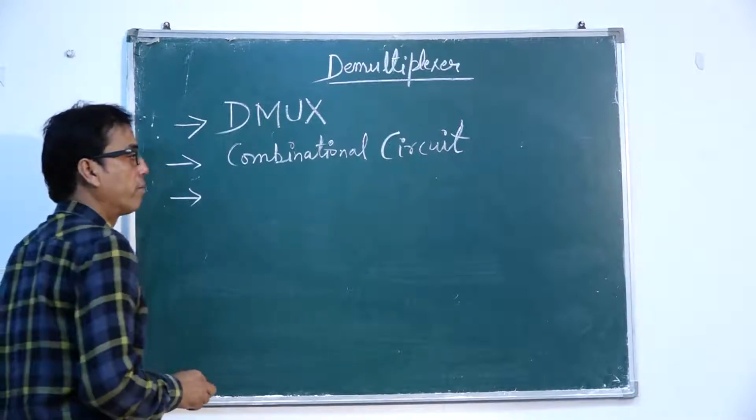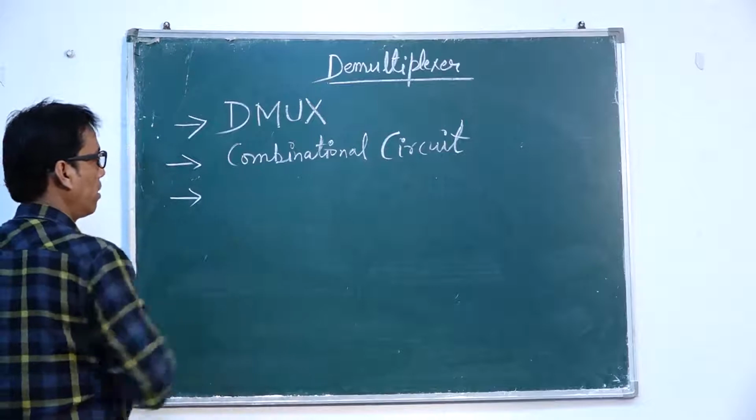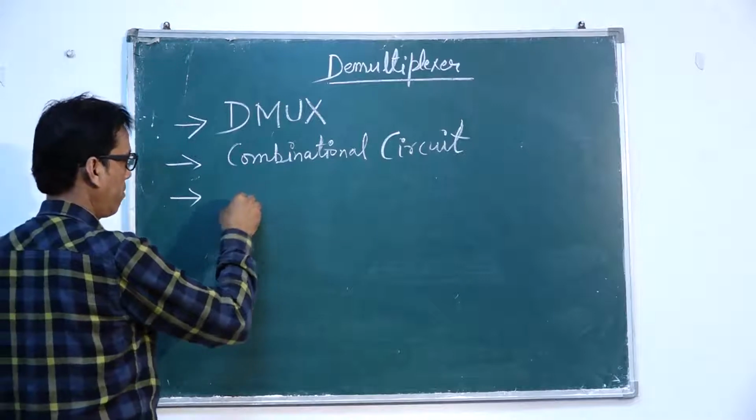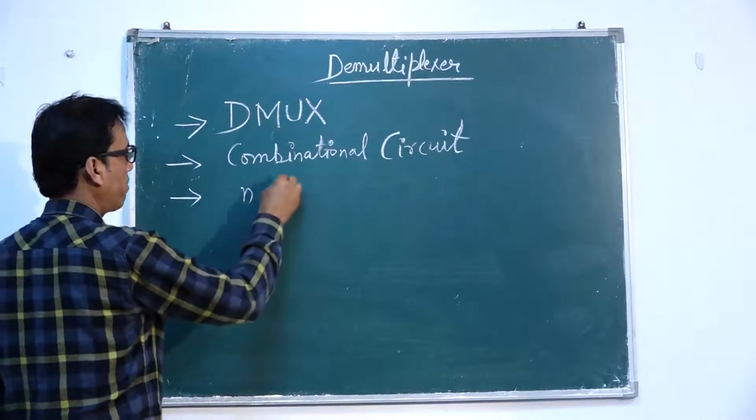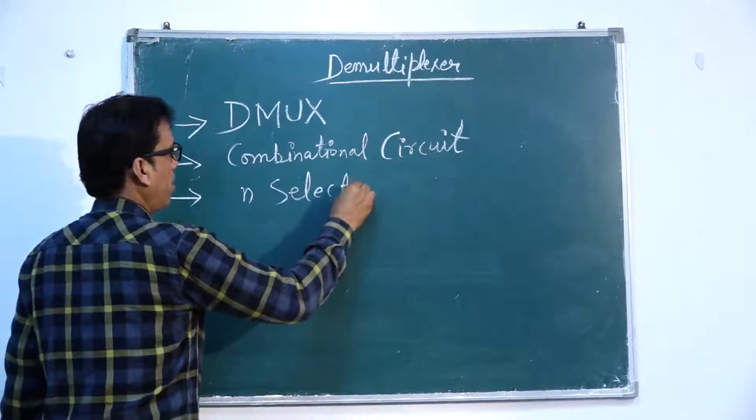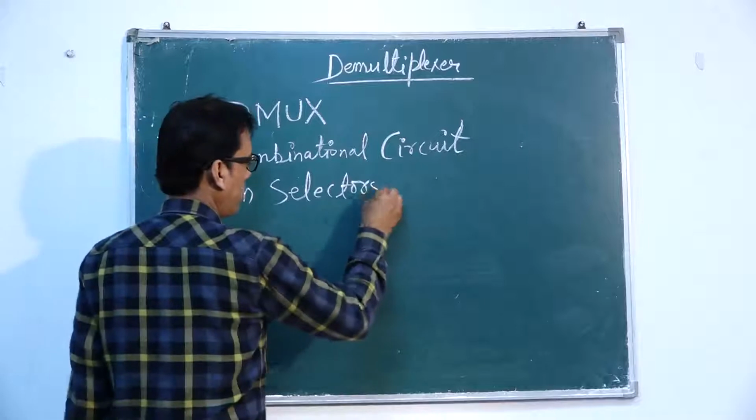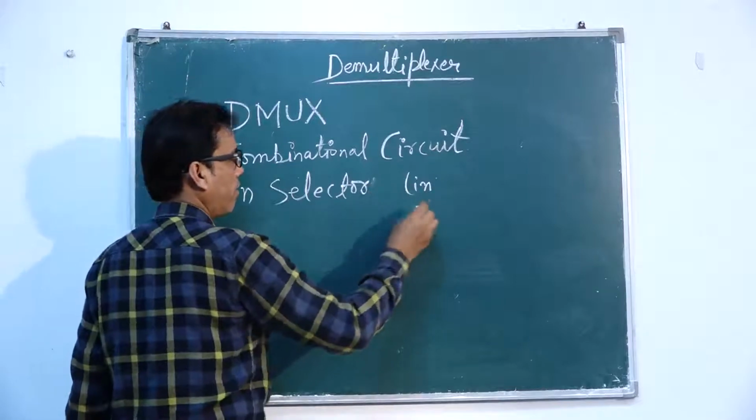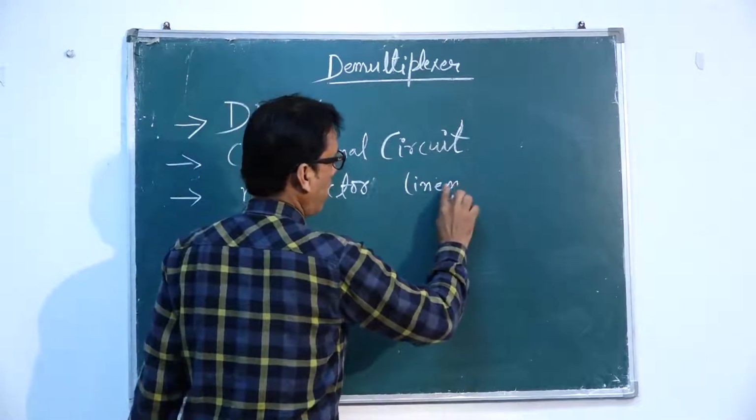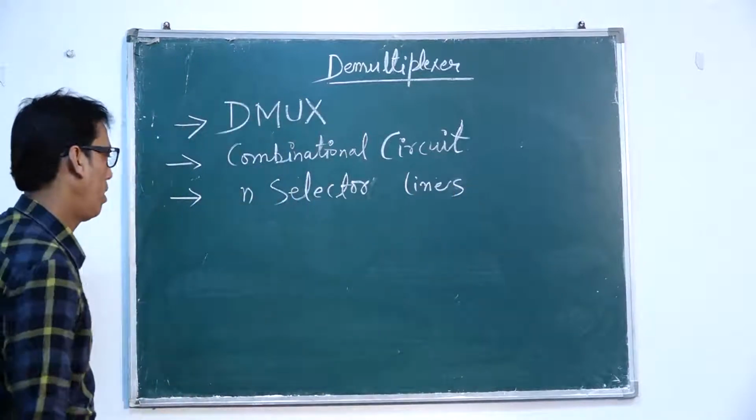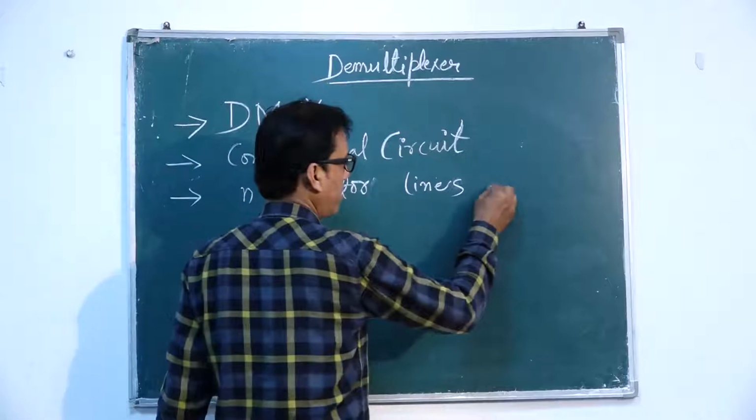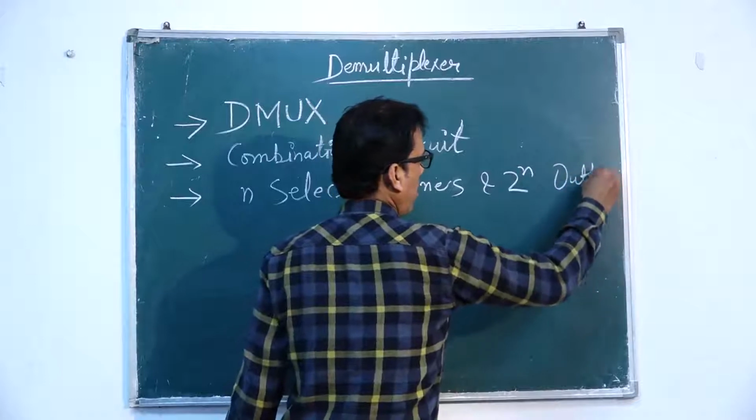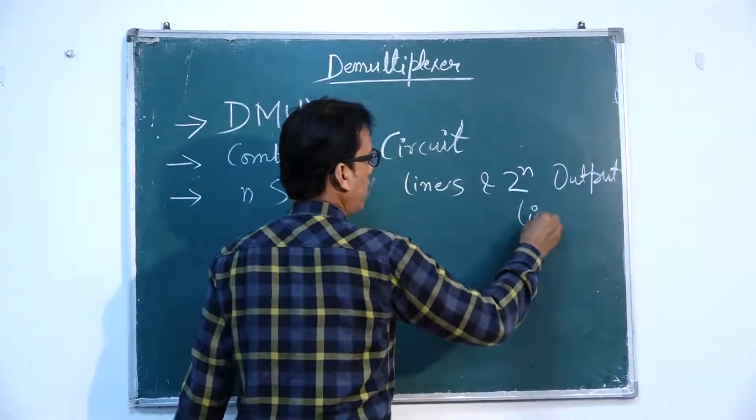The third point is that it has n selector lines and 2 to the power n output lines.